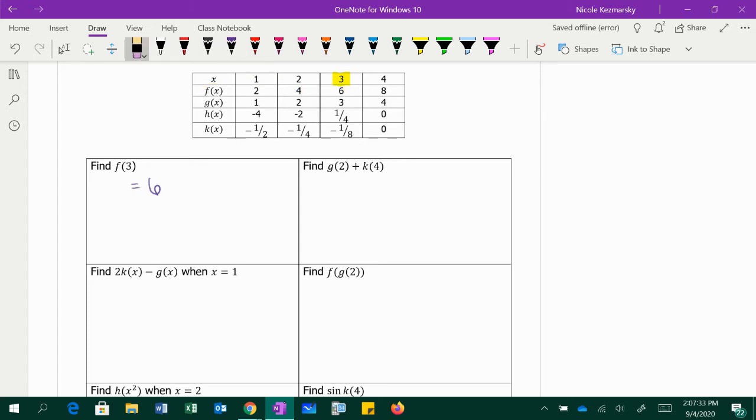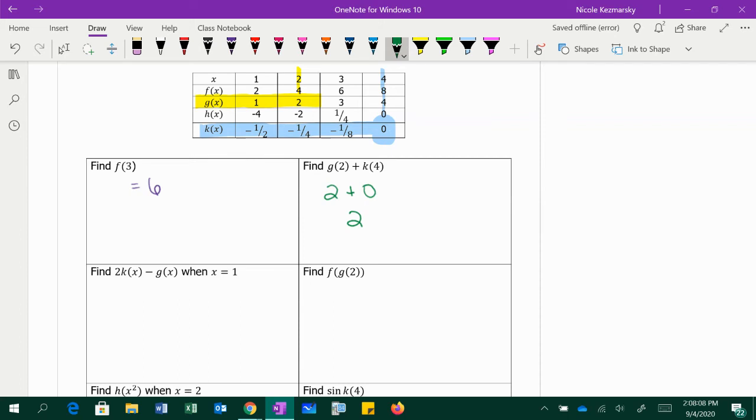Let me erase my highlight so that we can do that again. So for the next one, I need to find g of 2. So I'm going to look across g and down 2, and that happens to get me 2. Then I'm also going to do k of 4. So I'm going to go across k and down 4, and I end up with 0. And 2 plus 0 is 2.